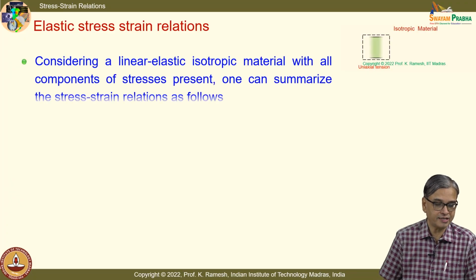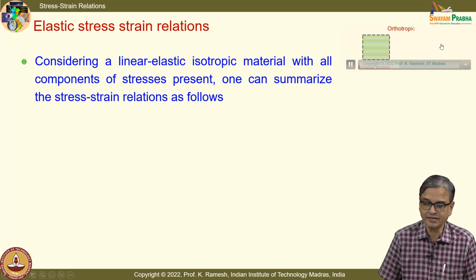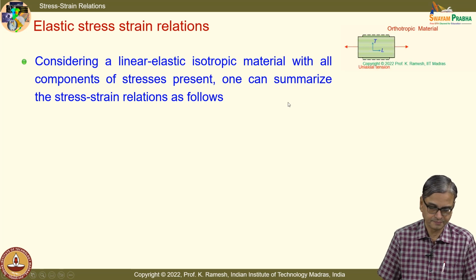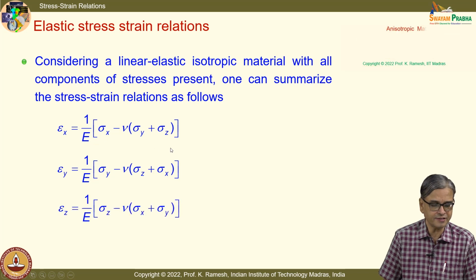And we got the stress strain relations. In an isotropic material, when you apply an axial load, it will have an axial extension. When you apply shear, it will have a shear strain. And we got the strain component in terms of all the normal stresses.